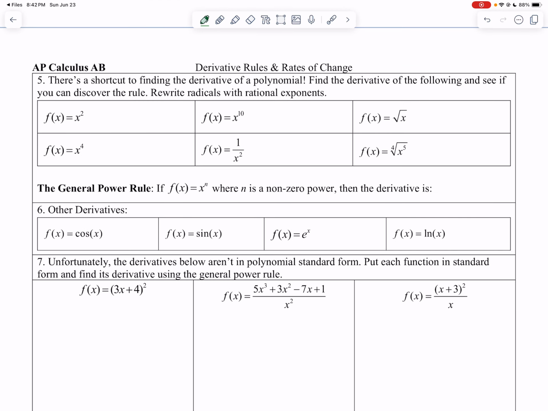Likewise, for number 5, I want you guys to go ahead and pause the video, go to Wolfram Alpha, take the derivative of these, and then figure out the general power rule. You'll probably notice something very interesting going on here with these derivatives.